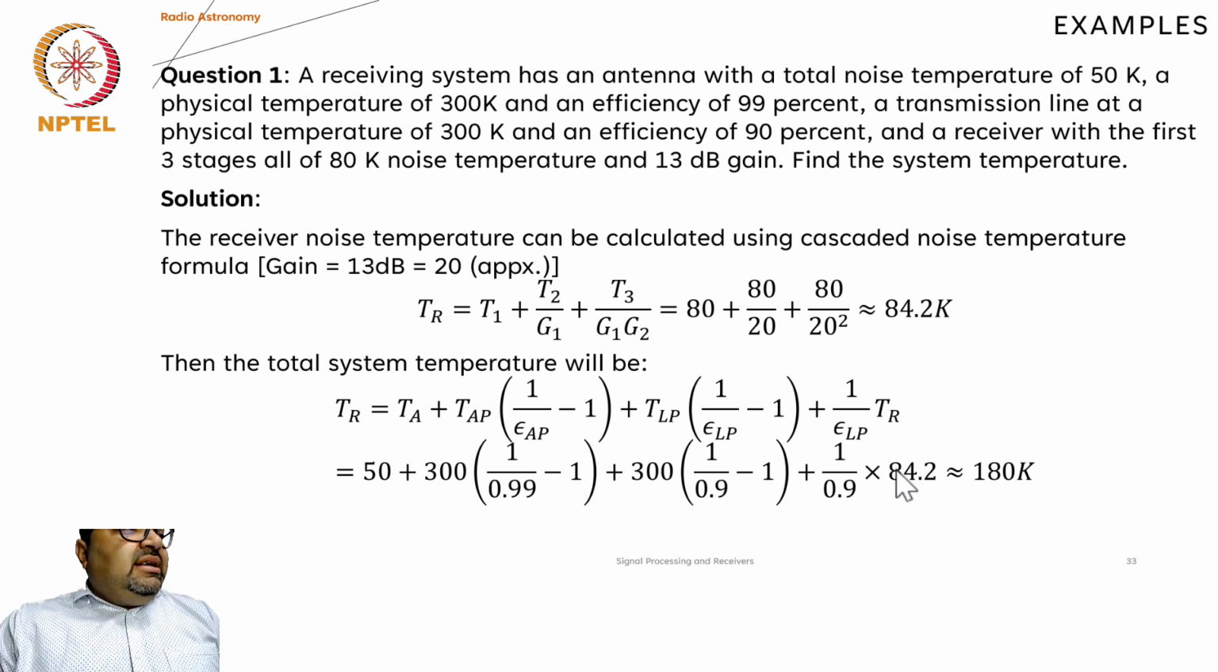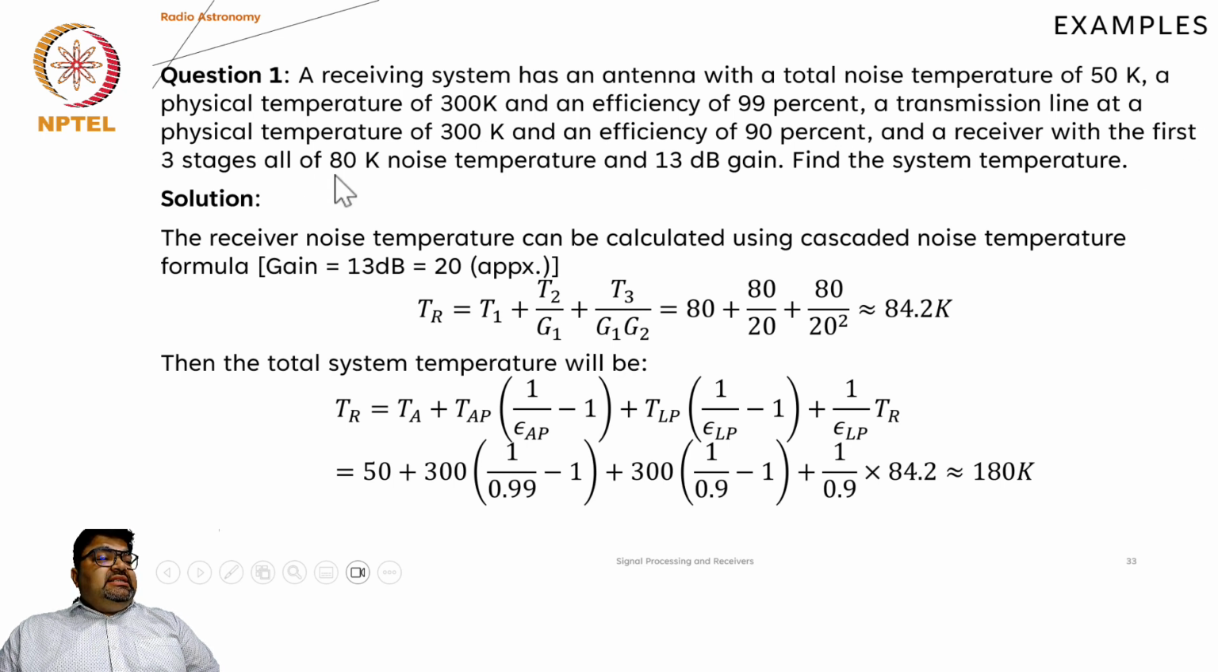So before we proceed further, let's take a couple of examples. A receiving system has an antenna with total noise temperature of 50 Kelvin, a physical temperature of 300 Kelvin, and an efficiency of 99%. A transmission line at a physical temperature of 300 Kelvin and an efficiency of 90%, and a receiver with the first three stages all of 80 Kelvin noise temperature and 13 dB gain. Find the system temperature.